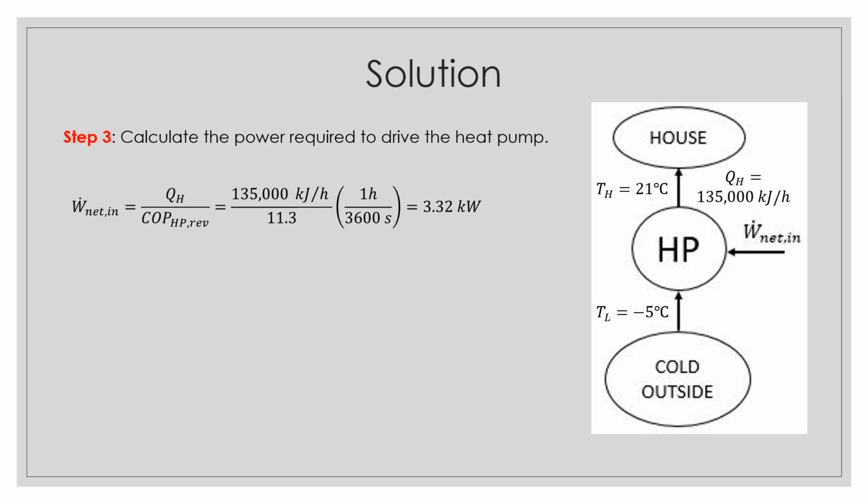So for example, this one, work net in, QH, and COP HP reversible, which was calculated previously. So with these two pieces of information, and do not forget to convert to kilowatts, we obtain the final answer 3.32 kilowatt.